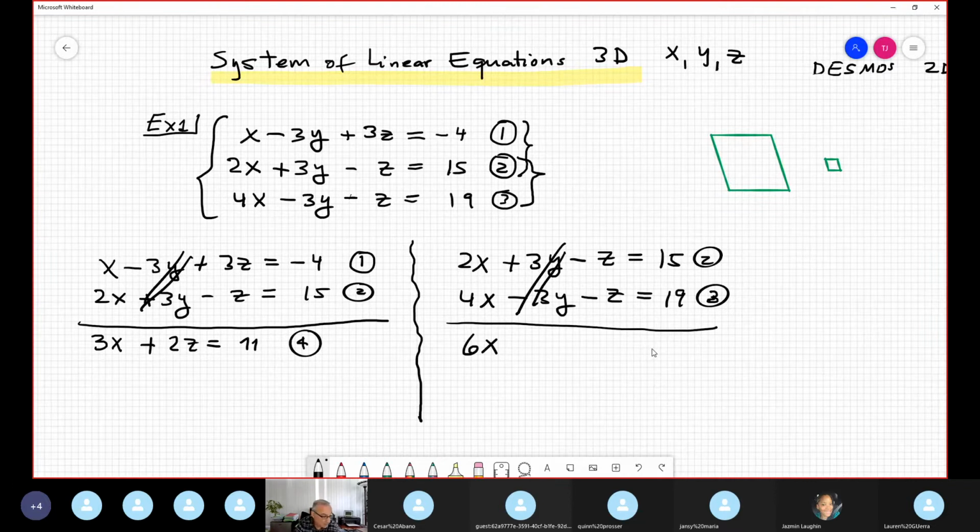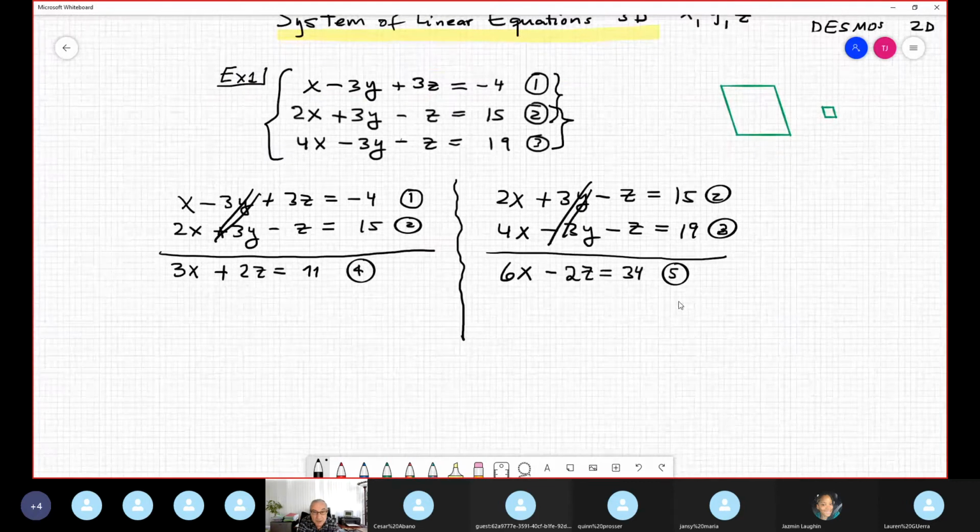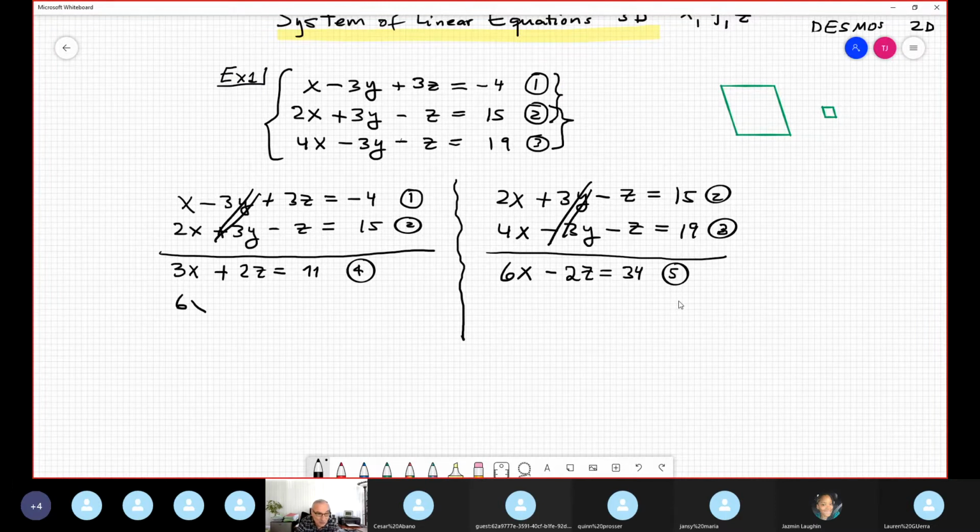And this is minus 2z equal 34, no? 14, carry the 1, 34. And this is equation 5. Okay, equation 5, good. Now I have in that moment two new equations, 4 and 5. And 4 and 5 is two equations with only two unknowns, which are x and z, and we're solving exactly the same as we did before.